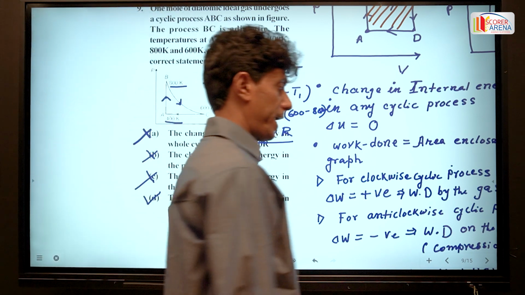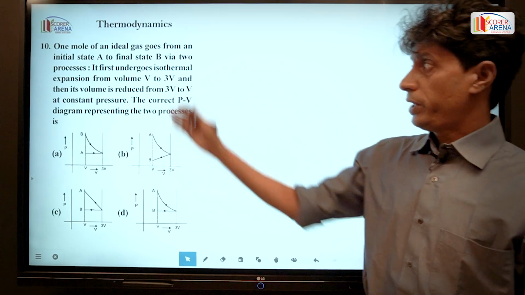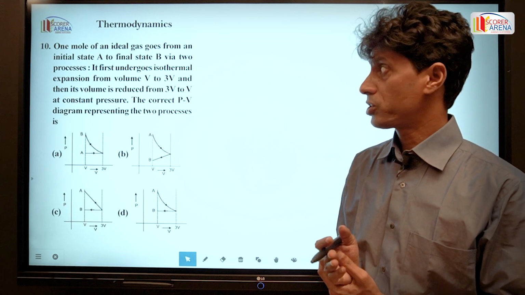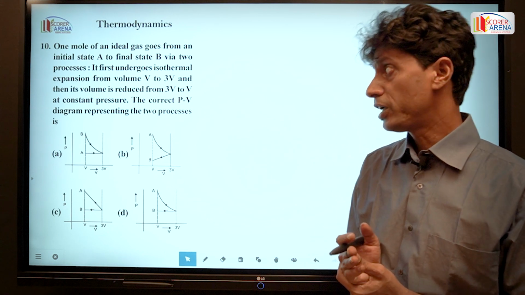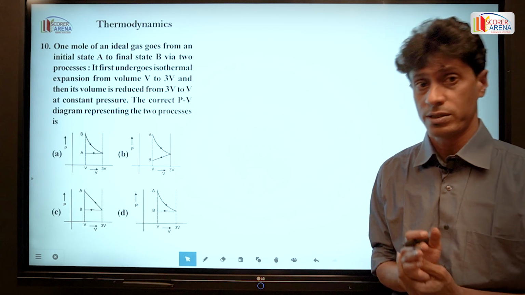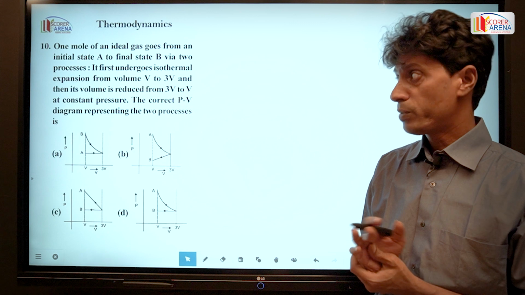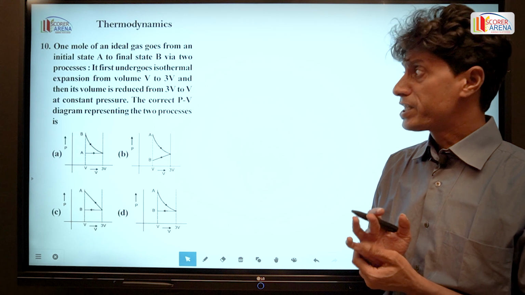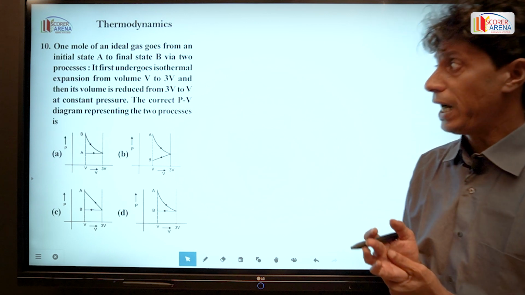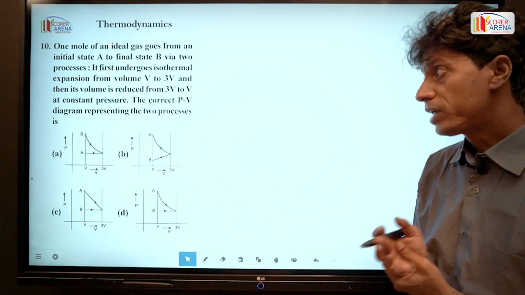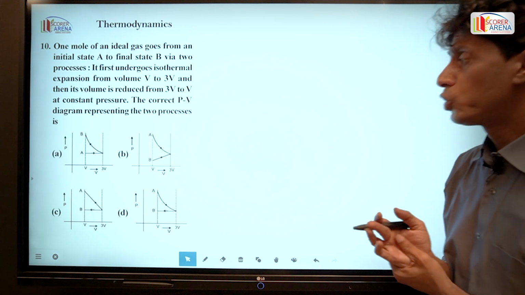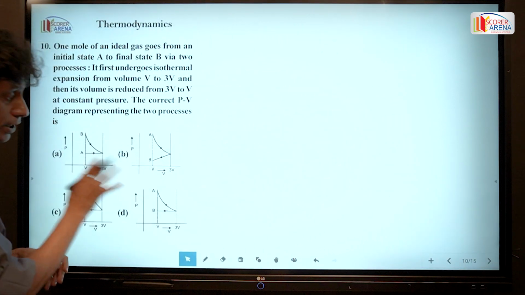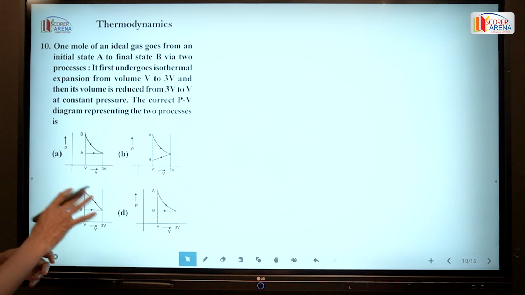So now move on to the next problem of this session. Here is the problem, question number 10. One mole of an ideal gas goes from an initial state A to final state B via two processes. It first undergoes isothermal expansion from volume V to 3V, and then its volume is reduced from 3V to V at constant pressure. Which is the correct PV diagram representing the two processes? Here are 4 options given in the problem.